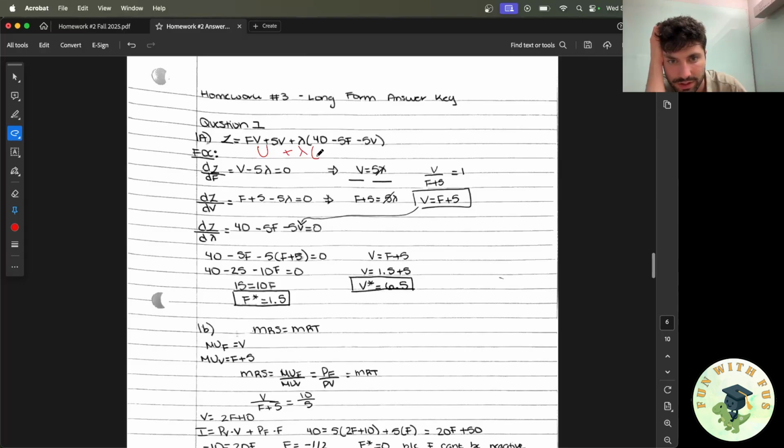And then you're going to take your total income, or actually, let's use generic things. We're going to plug in our entire income, and then minus the price of X times X minus our price of Y times Y.